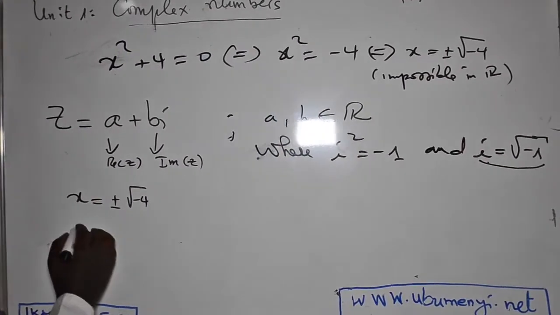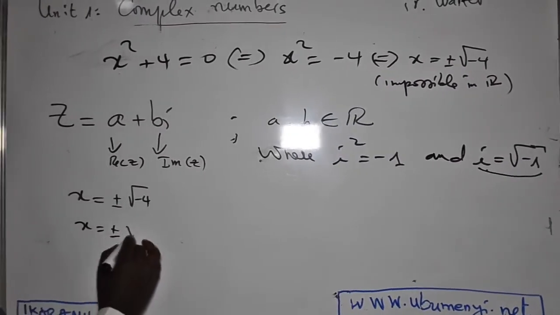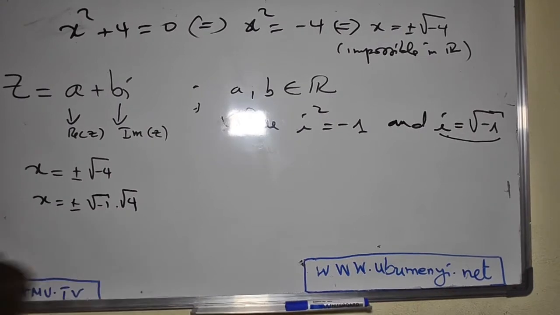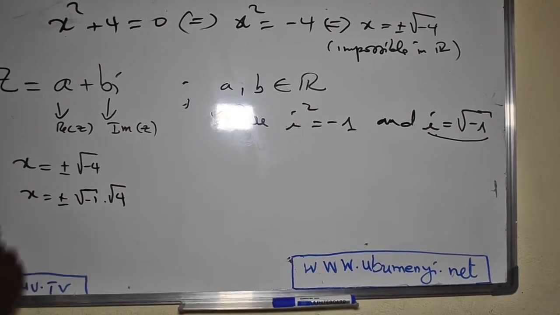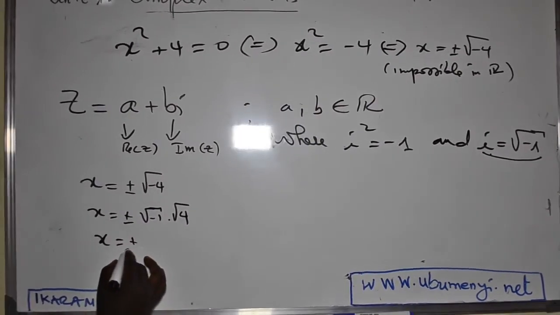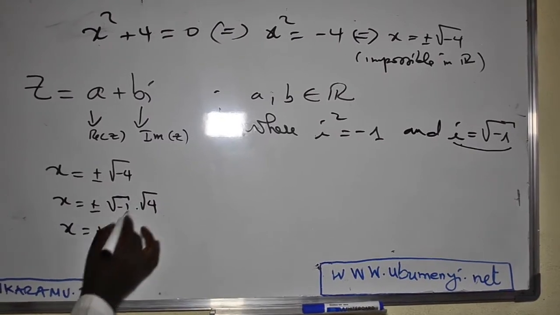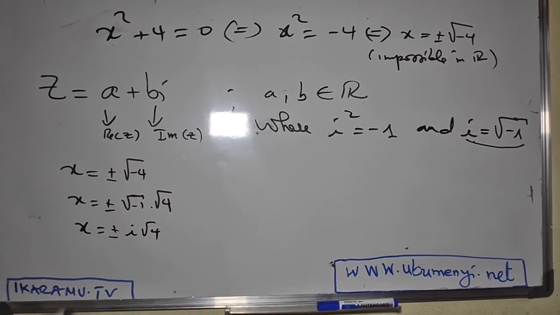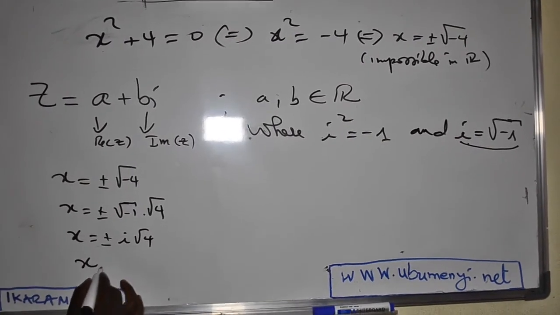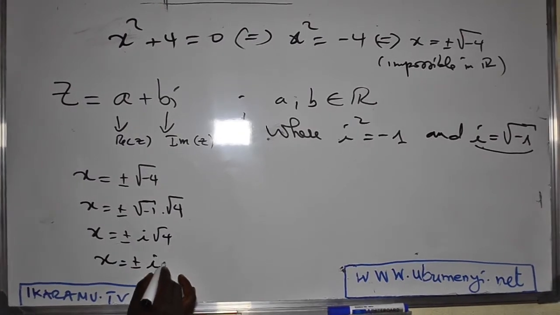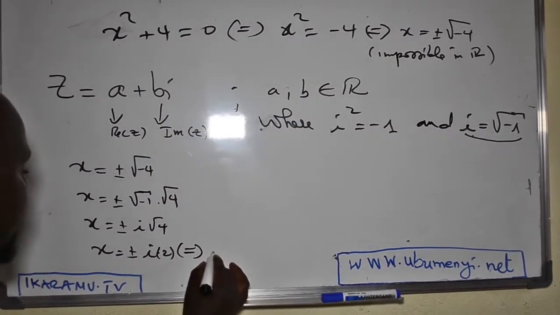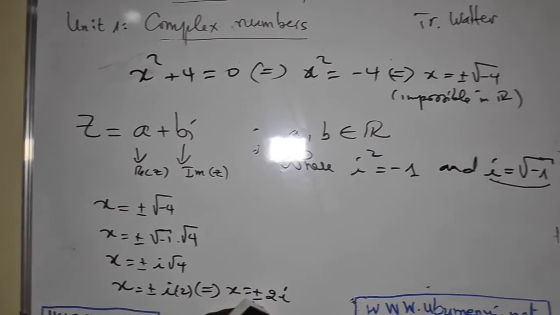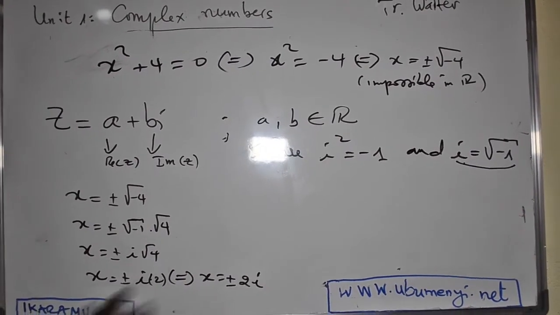So we see that x equals plus or minus the square root of negative 1 times the square root of 4. You know that we can separate the numbers in the square roots if there are products. Because we know that the square root of negative 1 is equal to i, we have x equals plus or minus i times the square root of 4. And we know that the square root of 4 equals 2. So x will be equal to plus or minus i times 2, and this is what we write as x equals plus or minus 2i. Multiplication is commutative, so you can start with 2 or start with i, there is no problem.